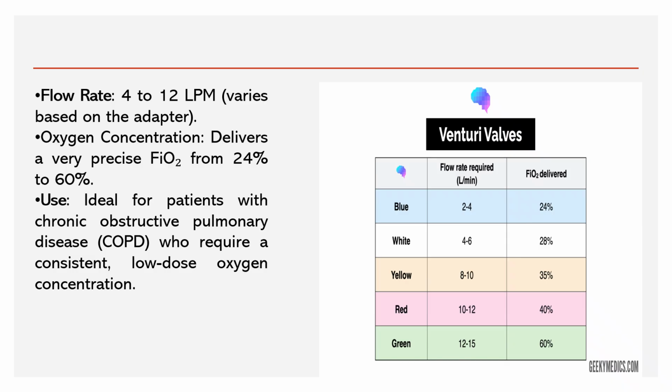In the Venturi valves, you can see in the picture, according to the color code, what the liters per minute are and what the FiO2 delivery is. It is mentioned here, blue 2 to 4 liters and FiO2 is 24. Accordingly, white, yellow, red, green. Different colors, different liters of oxygen we can provide, and FiO2 also is a different percentage. We can just go through this picture.